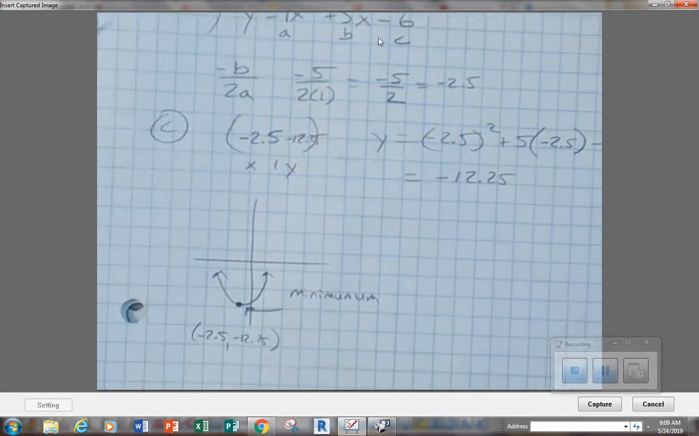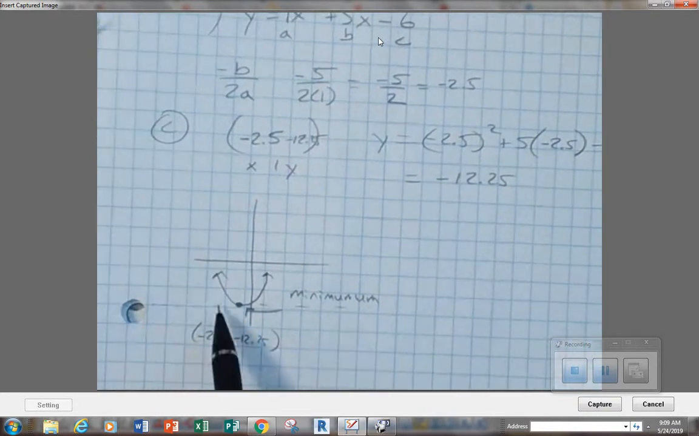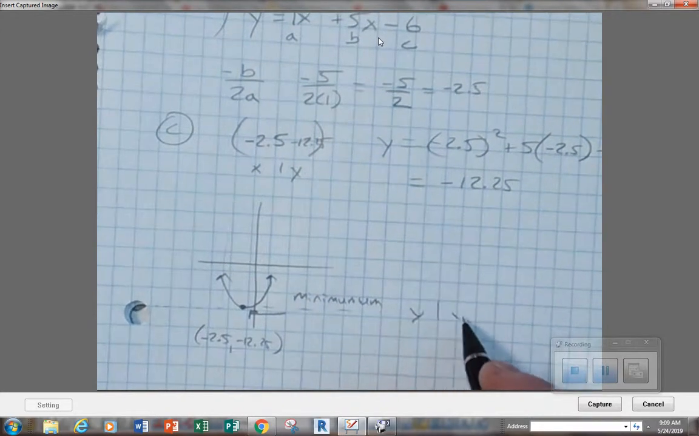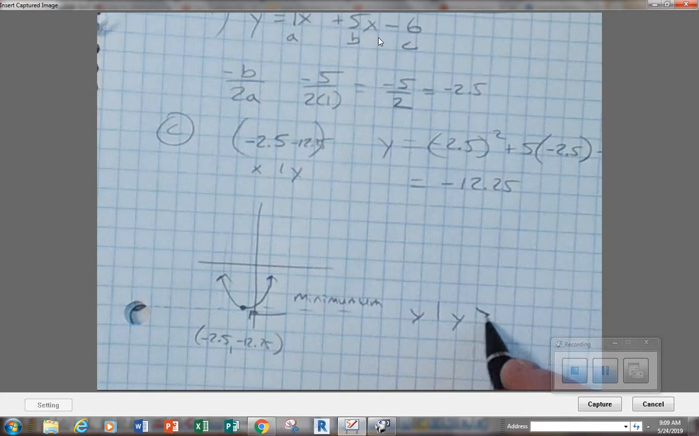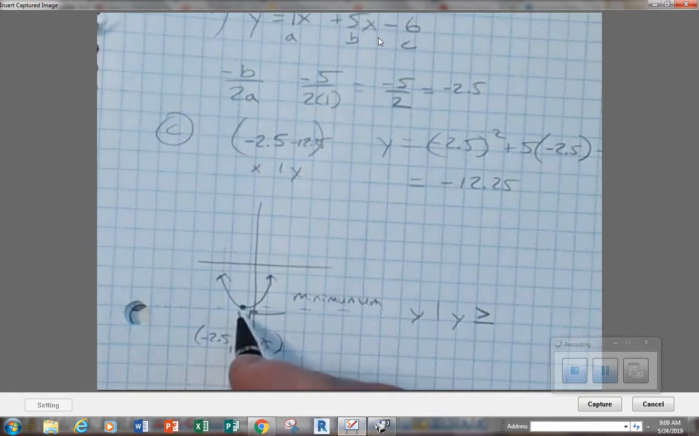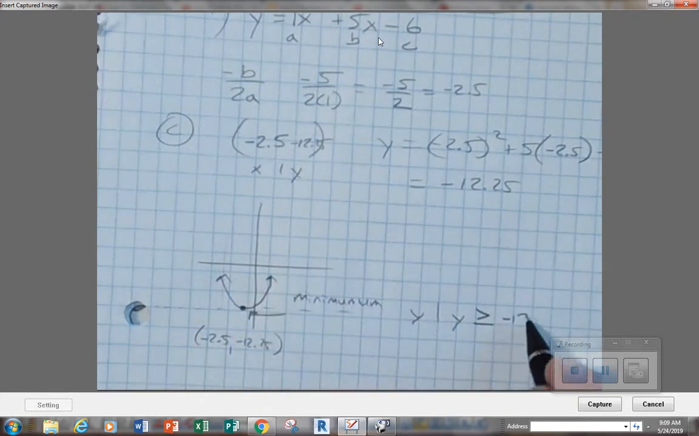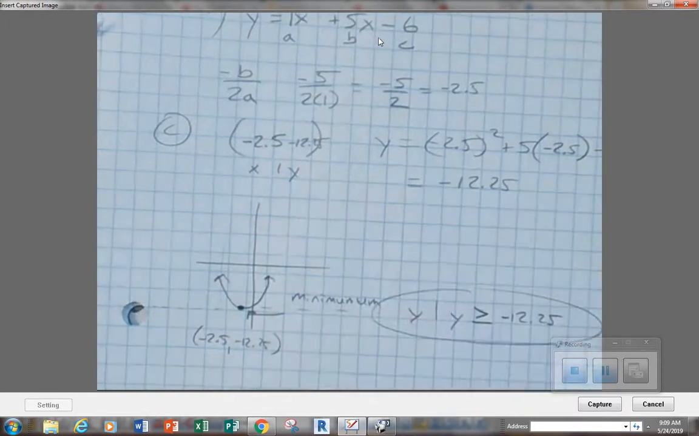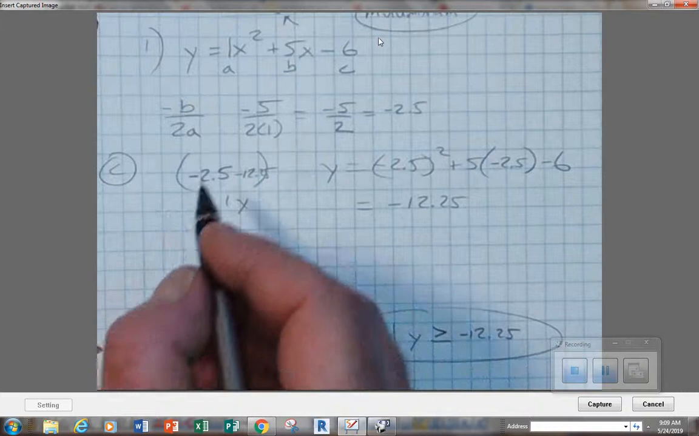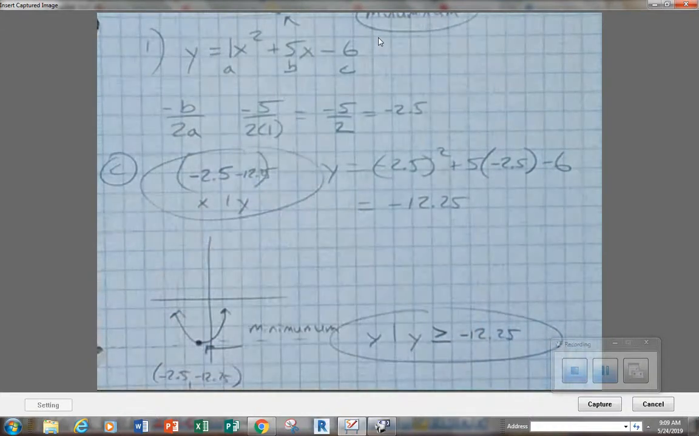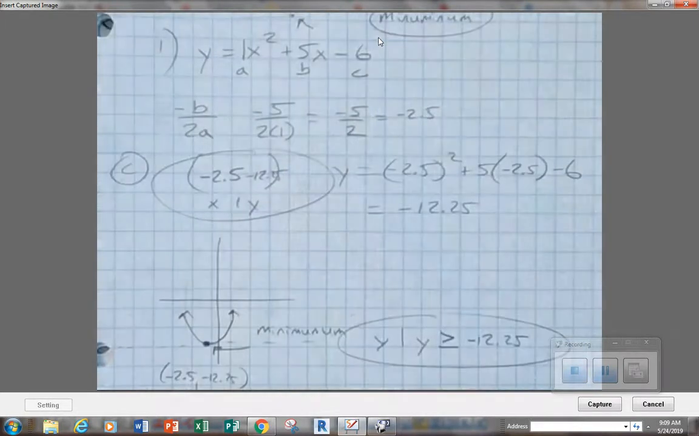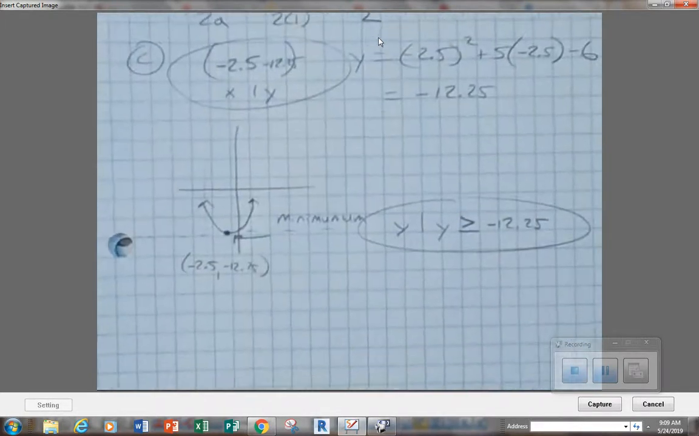The range is measured from here up, and that's how it's written. y is an element of all numbers greater than or equal to negative 12.25. That's where they get the range. So there's your range, there's your minimum value. Your domain is going to be all real numbers from left to right, and then it's going to have a minimum. All right, problem number one done. Problem number two.